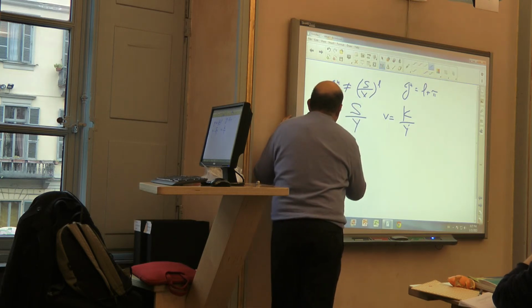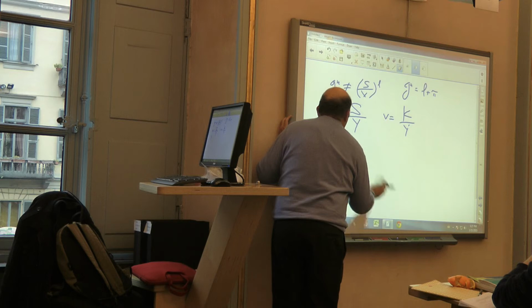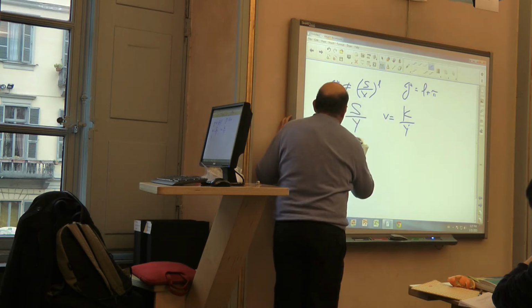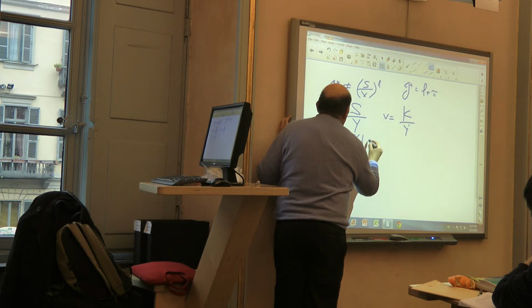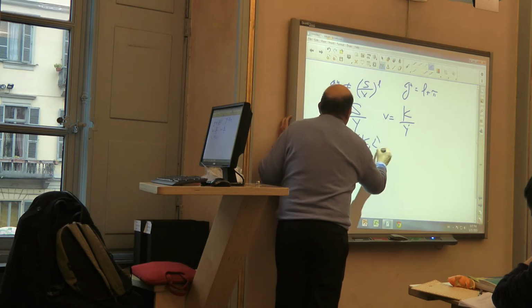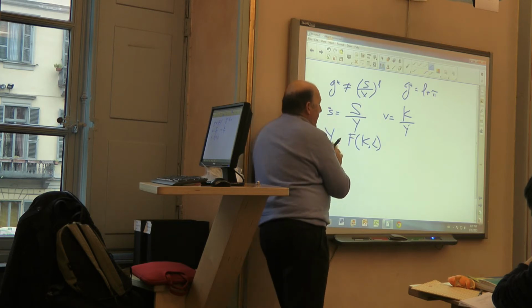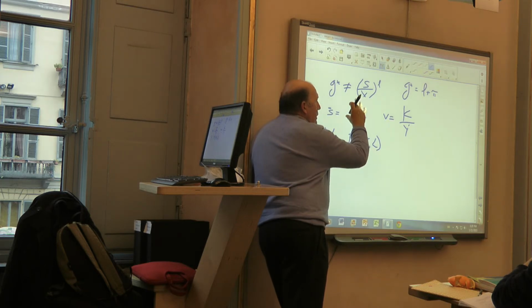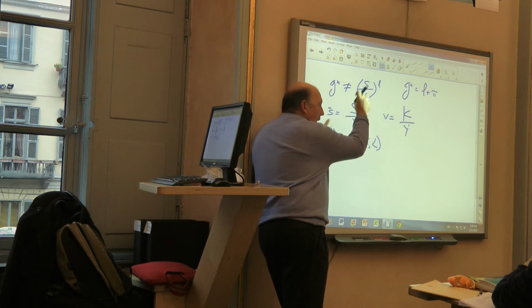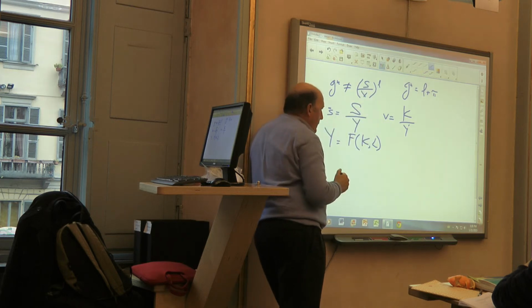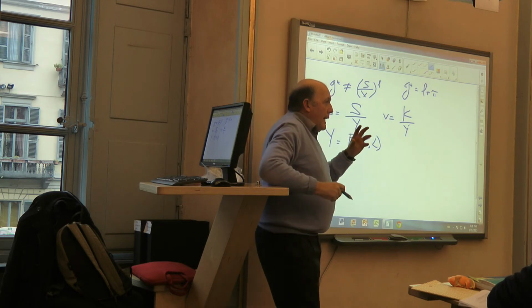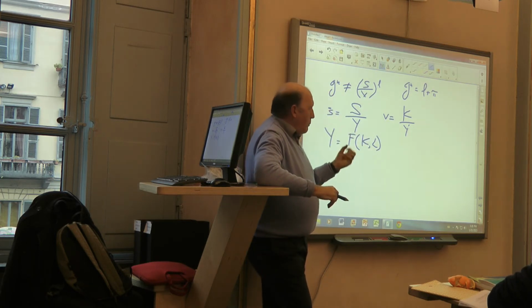He takes the Wicksellian function, output equal function of capital and labor, with all the properties of Wicksell. And he transforms this function into the Harrod-Domar function, he puts it into the Harrod-Domar function. Okay? That's what he does. So the Harrod-Domar function in Solow becomes a Wicksell function. The output is a function of capital and labor.